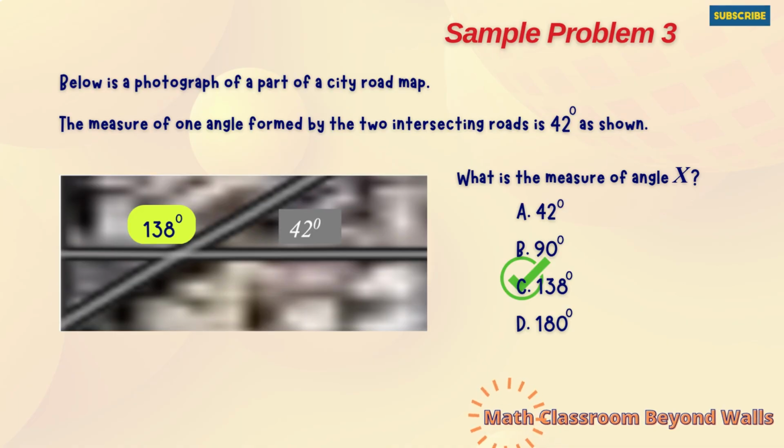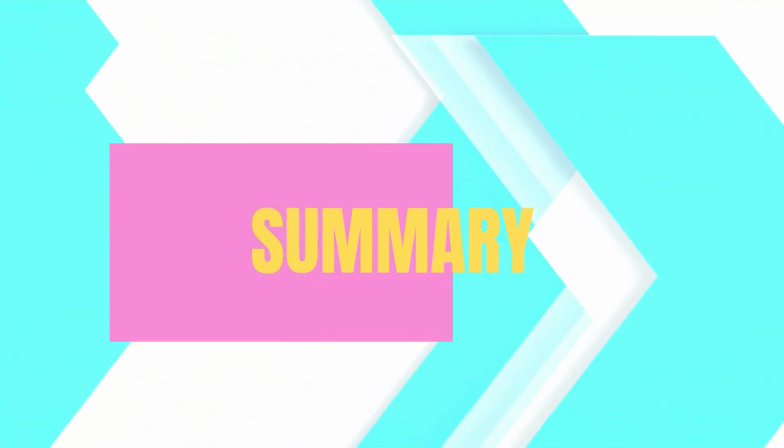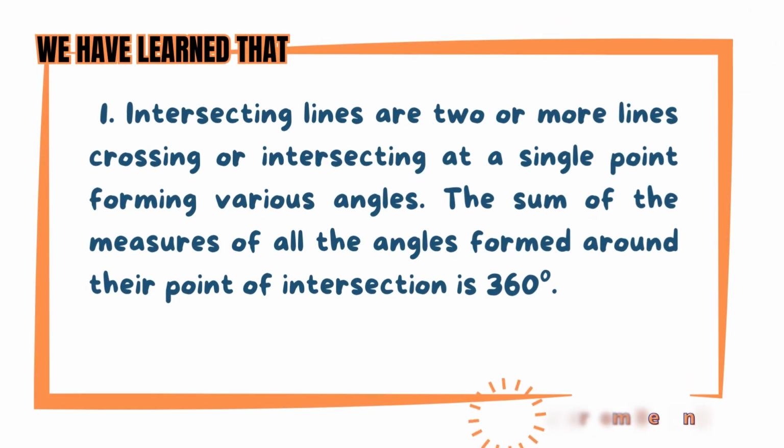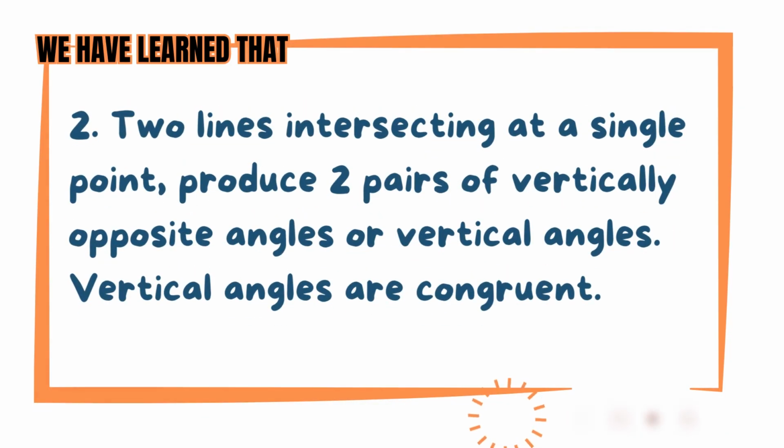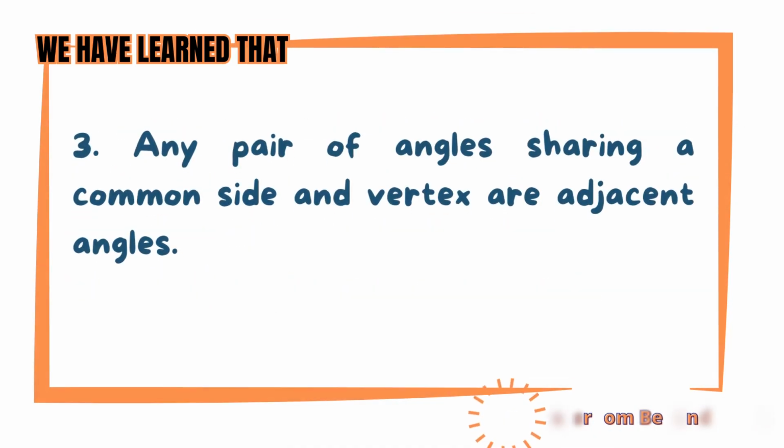There you are, learners. That was again easy. I hope you have acquired lots of learnings in today's video. Let's summarize what we have learned today. We have learned that, first, intersecting lines are two or more lines crossing or intersecting at a single point, forming various angles. The sum of the measures of all the angles formed around their point of intersection is 360 degrees. Second, two lines intersecting at a single point produce two pairs of vertically opposite angles or vertical angles. Vertical angles are congruent. Third, any pair of angles sharing a common side and vertex are adjacent angles.